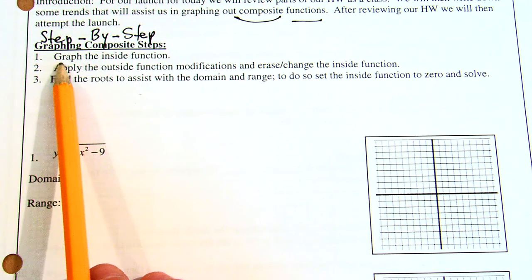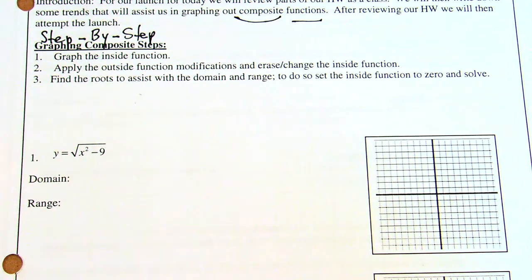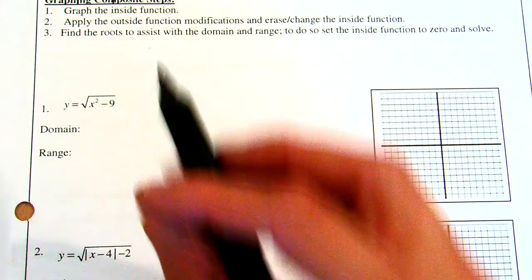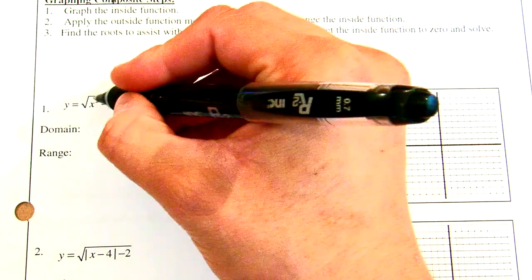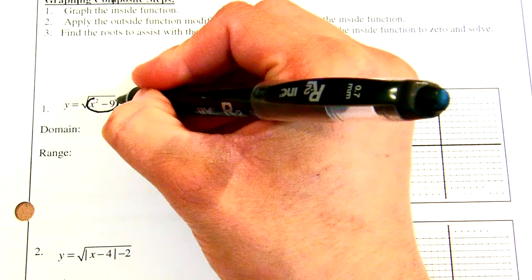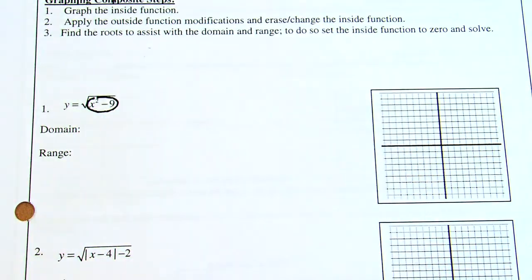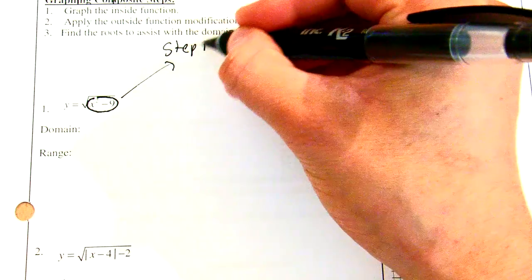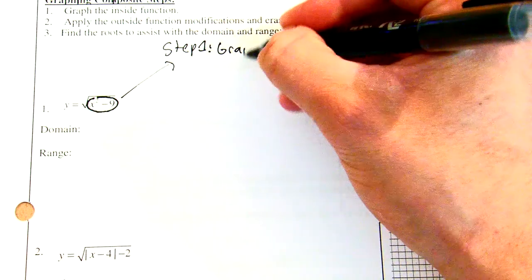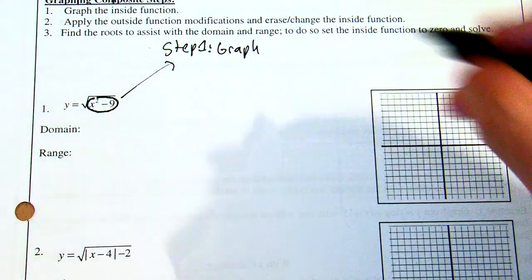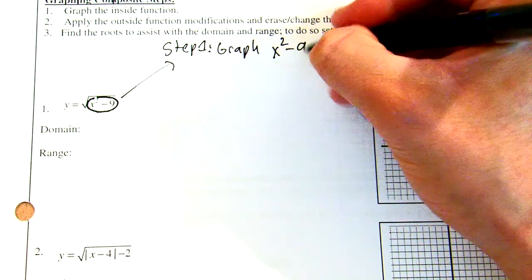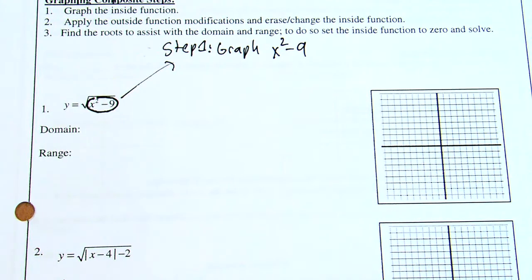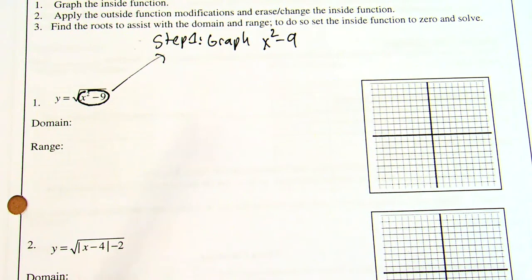So step 1, it says graph the inside function. So in number 1, you can see I have the square root of x squared minus 9. So the inside function is this guy here. So I'm going to do that for step 1. Notice I'm writing step 1. I'm going to graph the inside function, and the inside function is x squared minus 9.